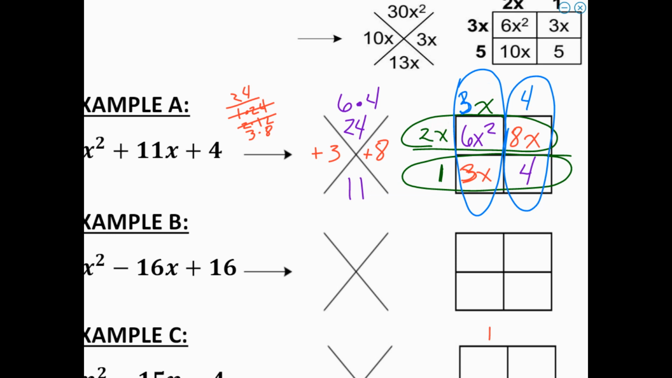So now let's see. 2x times 3x, does that give me 6x squared? Yes. Okay, 2x times 4, does that give me 8x? No. Yeah. Is that it? Yeah. That's it. And then turn it in your other one. So 3x times 1, does that give me 3x?